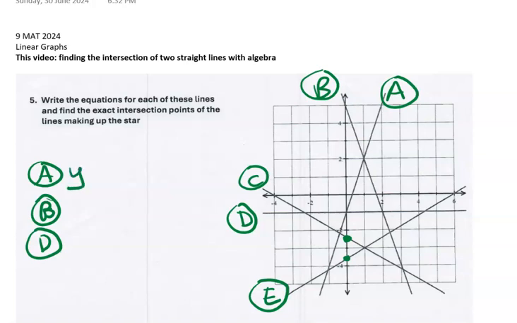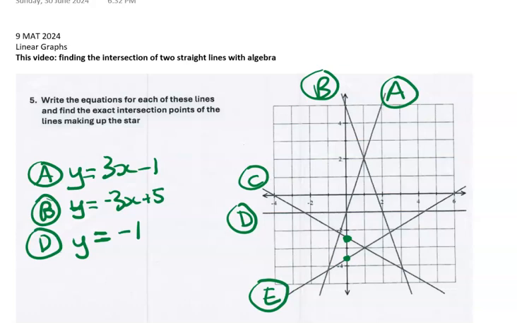Right, so for A, we should get very easily y equals 3x minus 1. And for B, we get y equals -3x plus 5. And then for equation D, it's a horizontal line, so the pattern is going to be y equals a number, and it's going to be y equals -1. Now let's take a look at equation C.